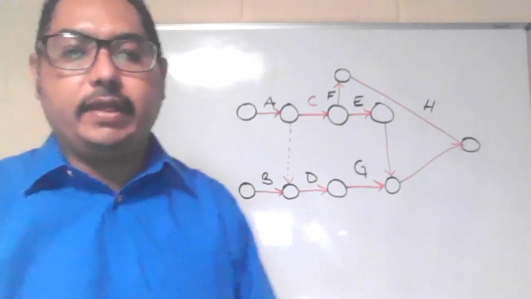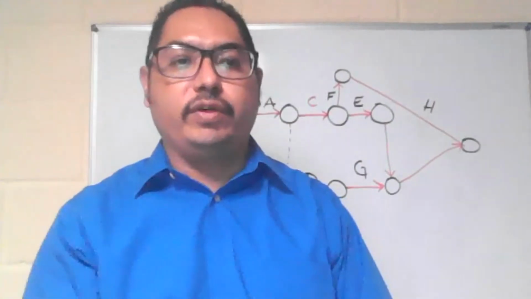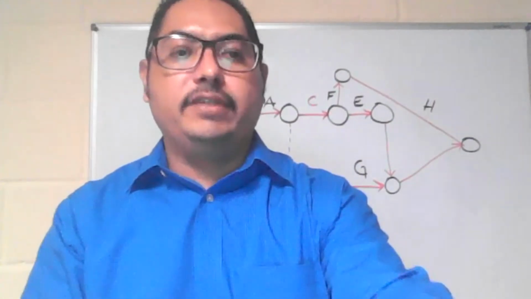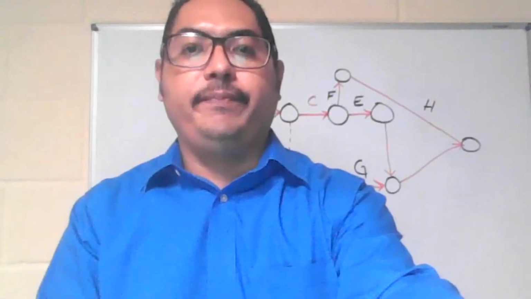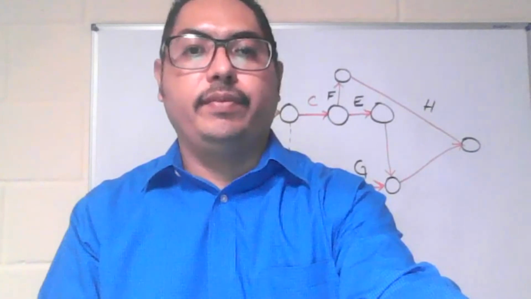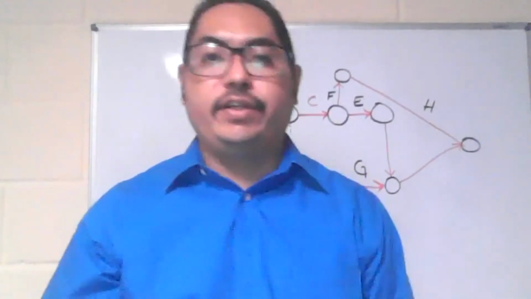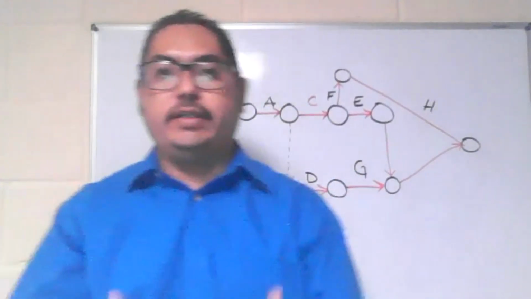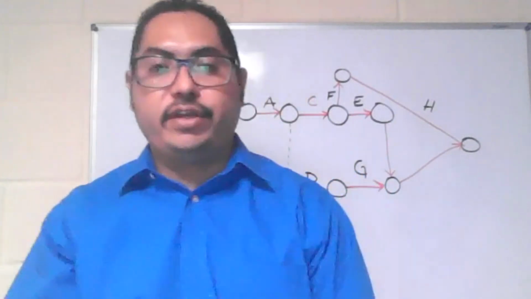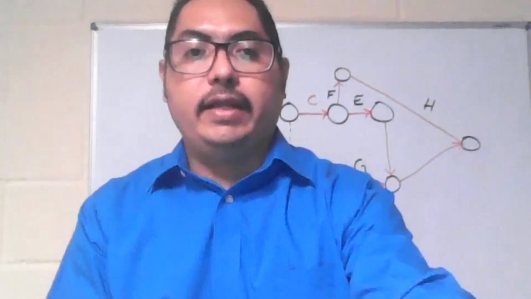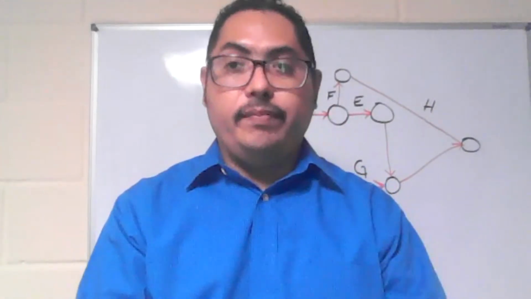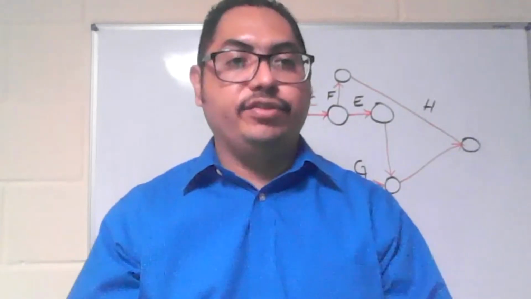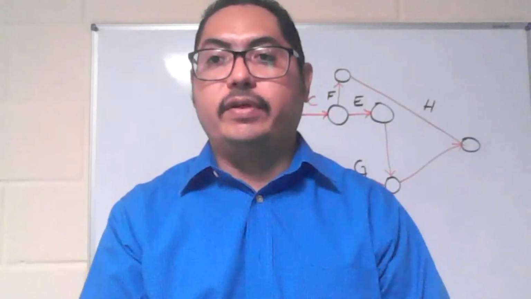So that is an activity on arrow network diagram. Next, we'll be talking about how we can determine the project schedule using the earliest start, earliest finish, the latest start, and latest finish. And in doing this, we will then be able to identify how long it will take and also the critical path method for the entire project.